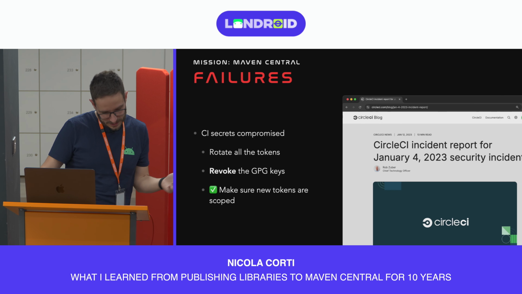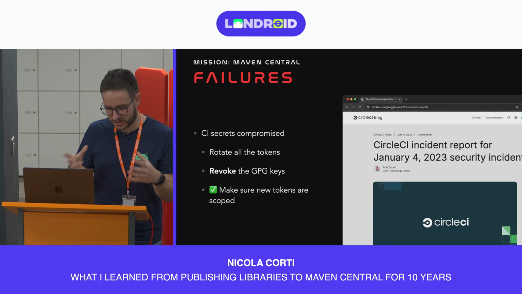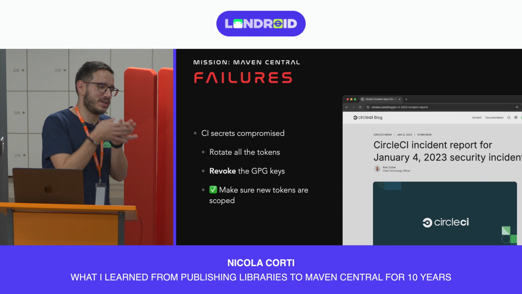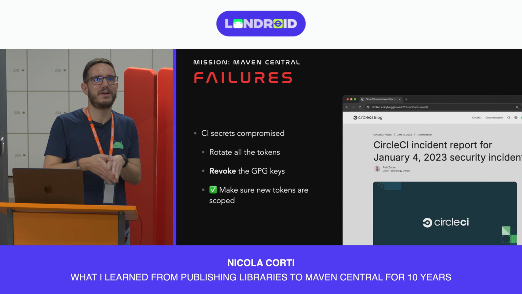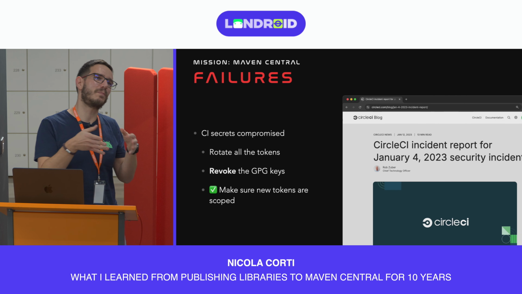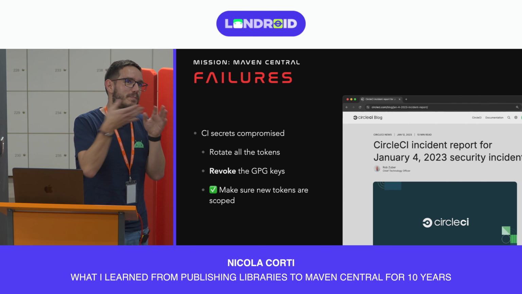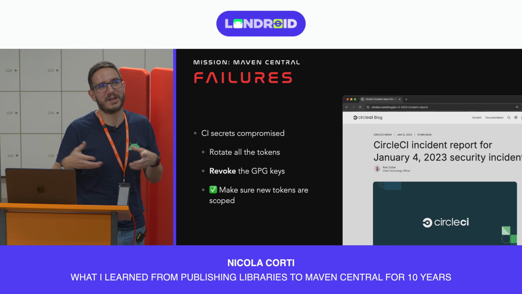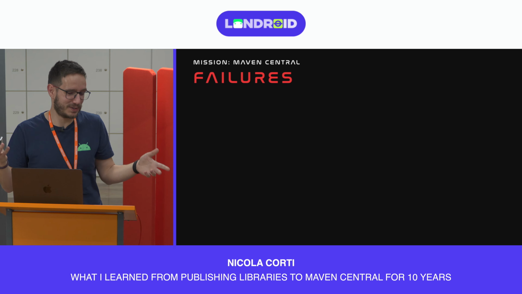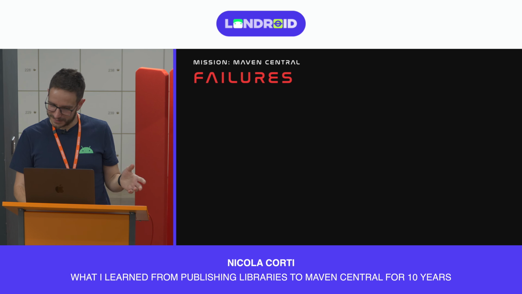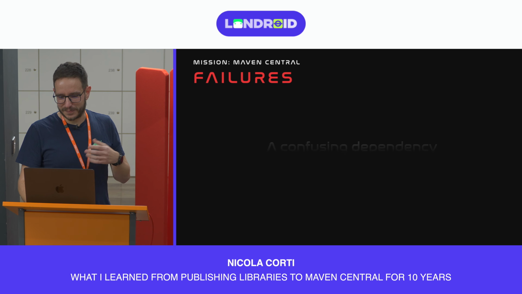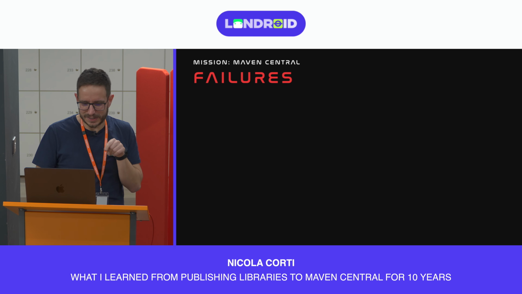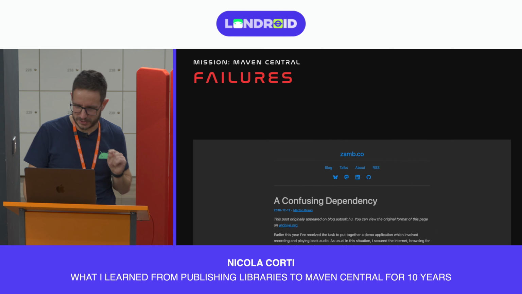Again, the recommendation is when you create tokens, when you create keys, always have them as scoped as possible, only for one library, only for one account. Don't use your personal token from your GitHub profile as a publishing token, because if that gets stolen, people will start doing whatever with your identity. Not nice. So that was an interesting one, but another interesting incident is this one, a confusing dependency.